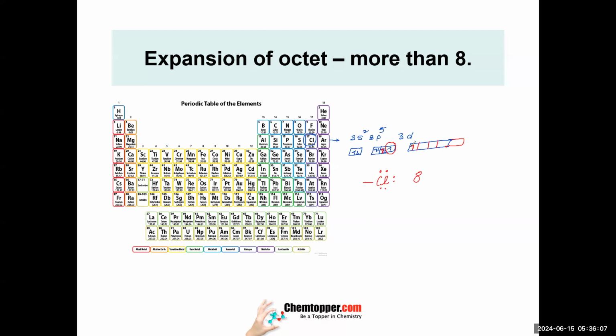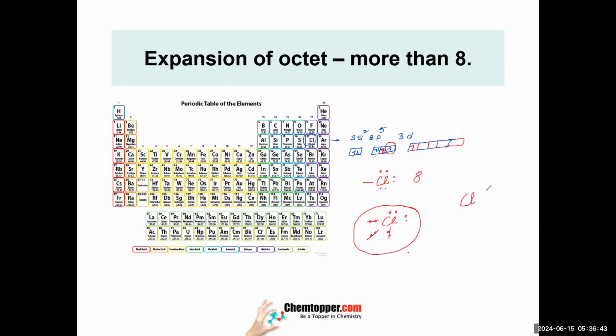Now, how many bonds can chlorine make? 3, like this. And how many electrons does chlorine have? These are the 2 lone pairs. Now, how many electrons does chlorine have around it? Every bond is a pair of electrons. So how many total? Check all pairs. Yes, 10. Is 10 8? No, it's more than 8. But chlorine can make these kinds of bonds.